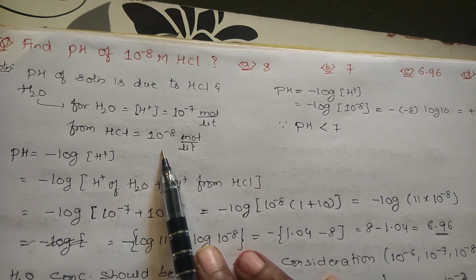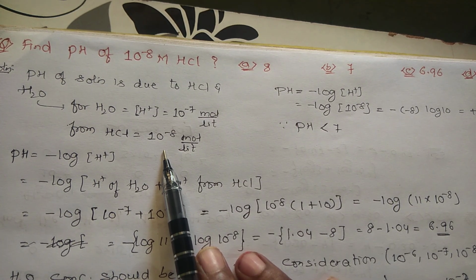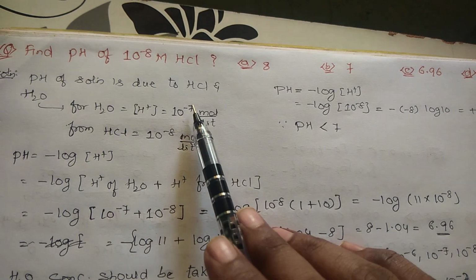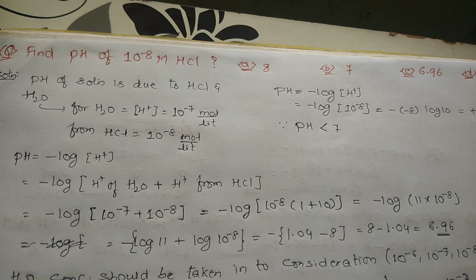You may say, sir, we have done previous problems, and there we have not taken water's concentration. We will discuss that at the end of this problem. Okay, here we are taking the water concentration. See, 10 power minus 7 means 1 by 10 power 7, okay.